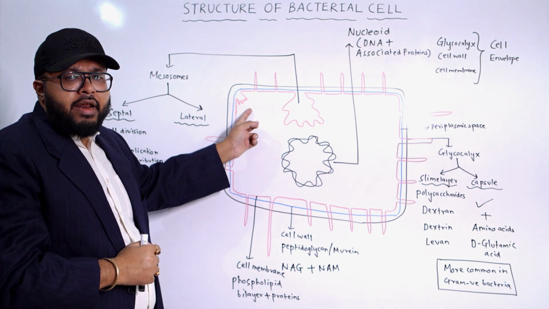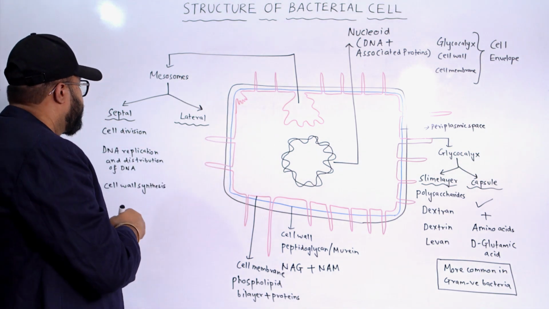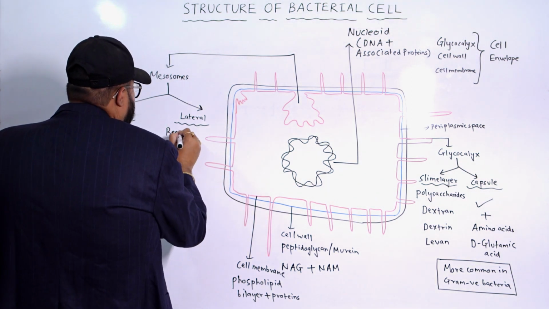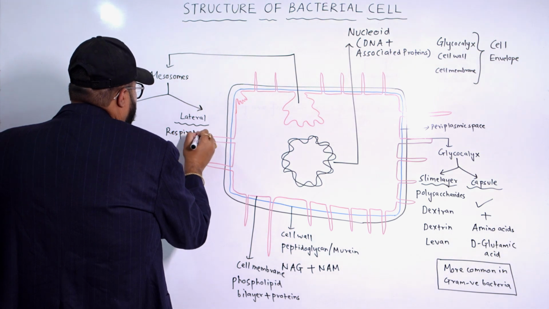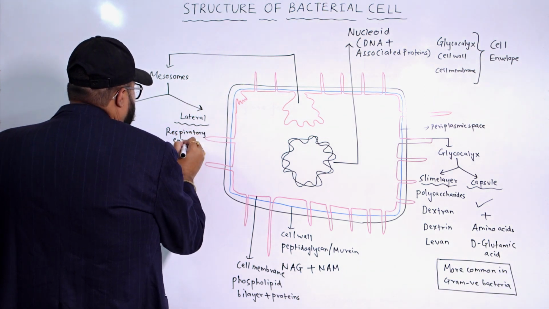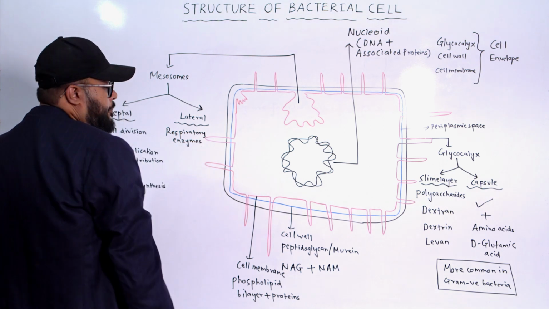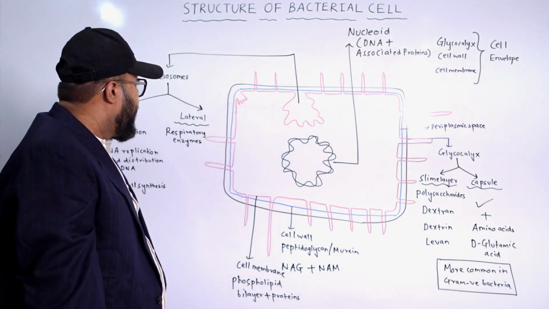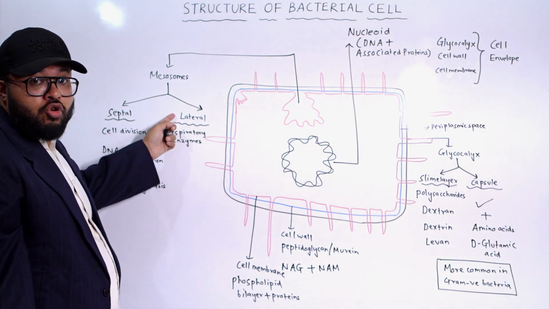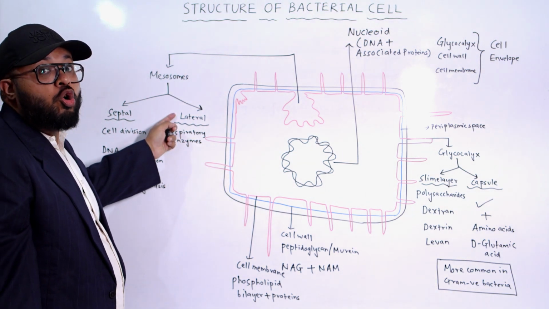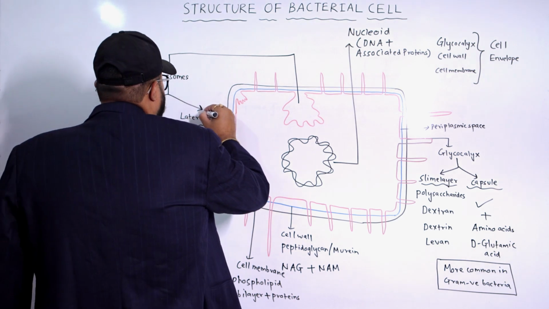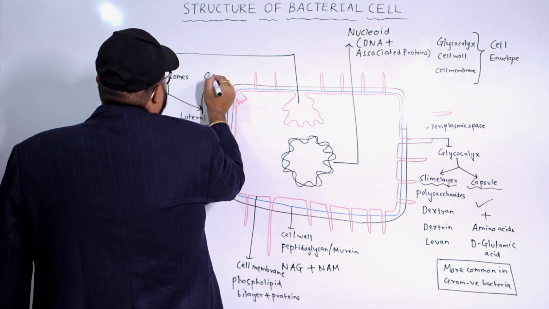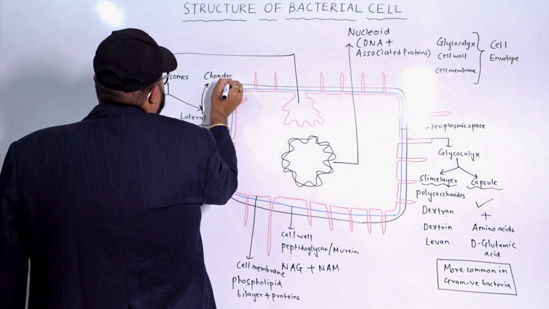Lateral mesosomes contain respiratory enzymes. They are involved in respiration. They are involved in the production of ATP, just like mitochondria. Hence, the lateral mesosomes are also called chondrioids.